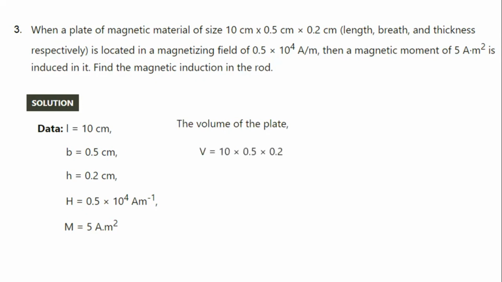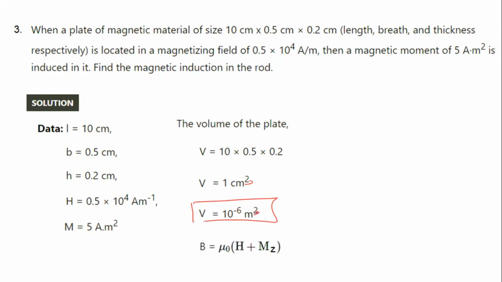First we find the volume of the plate. Length, breadth, height is the volume. After multiplying these three, we get 1 centimeter cube as the volume. Now we can convert centimeter to meter: 1 into 10 raised to minus 6 meter cube. So this is the volume.